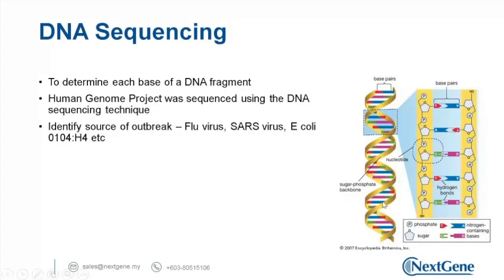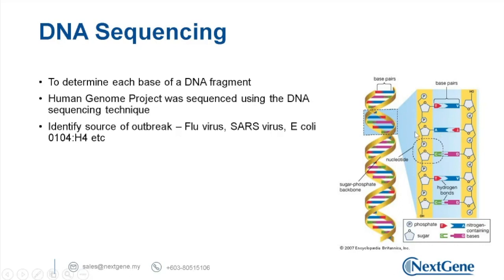So DNA sequencing by definition is actually quite straightforward. We have a DNA fragment, double-stranded most of the time, and we would like to know exactly what each base is. As we already know, we have A, adenine, then cytosine, guanine, and thymidine. So we would like to know, from start until the end, what is the sequence of these particular bases.